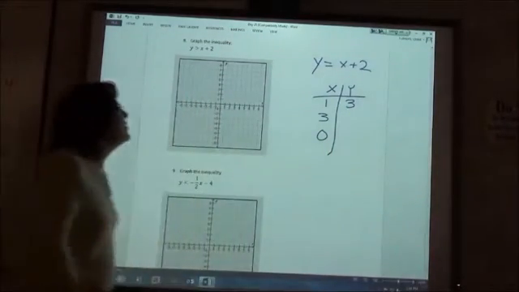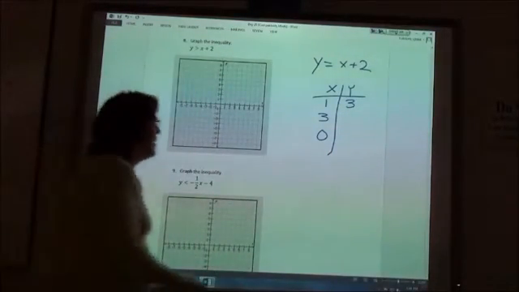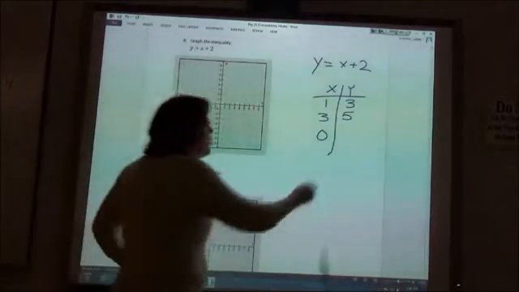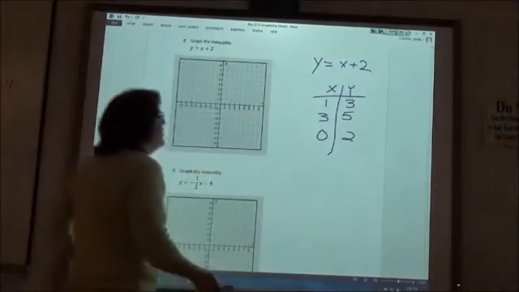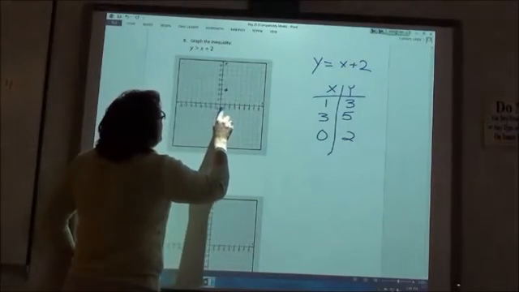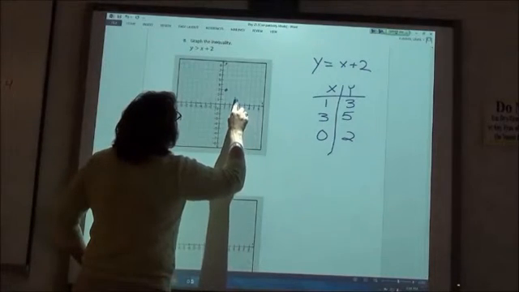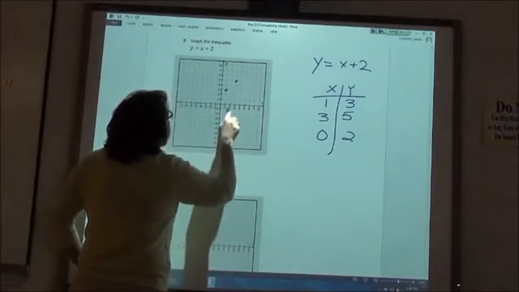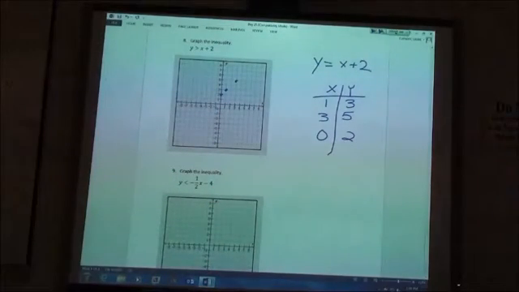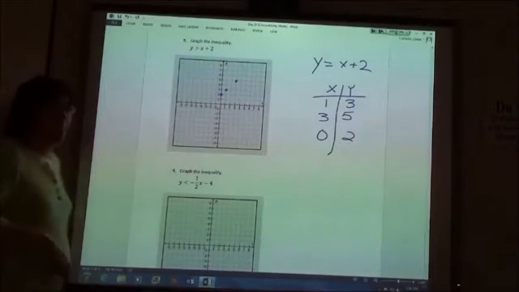If x is 3, what is y going to be? 5. 3 plus 2 is 5. If x is 0, what is y going to be? 2. So 1 over up 3, 3 over up 5, and 0 over up 2. What's the slope on that line? We picked those out the other day. What is the slope of that line?